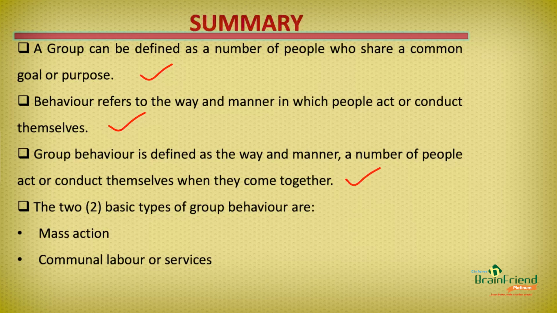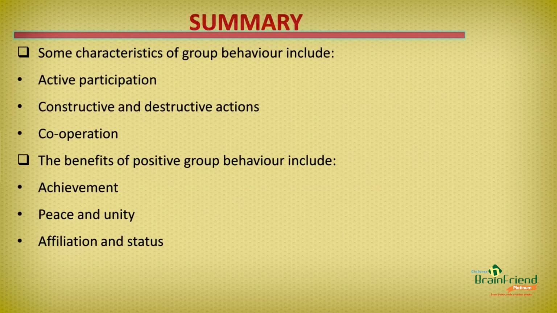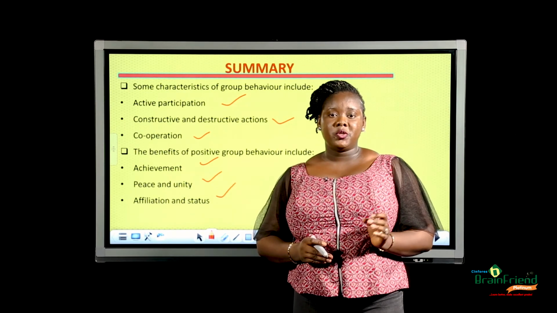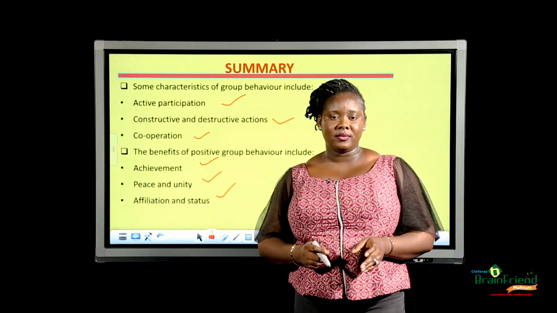Next, we learned that there are two basic types of group behavior, which are mass action and communal labor or services. Then we went on to see the characteristics of group behavior, which include active participation, constructive and destructive actions, and cooperation. Finally, we looked at the benefits of positive group behavior, which include achievement, peace and unity, and affiliation and status. Now, let's move on to our test session to test our knowledge on what we have learned so far.